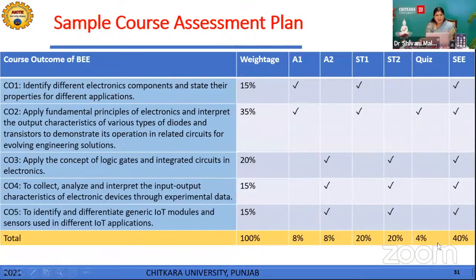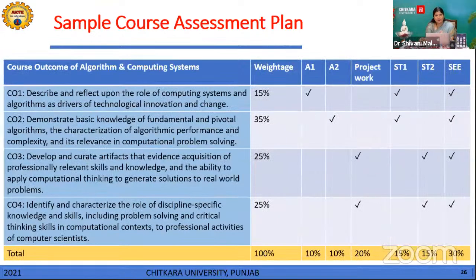Okay, so here you can see both horizontally and vertically, we have mapped 100% weightage of all the assessments contributing towards a particular course and 100% of all the COs for that particular course. Here we have another course. I borrowed this course from the CSC people. This is the course on algorithm and computing system.